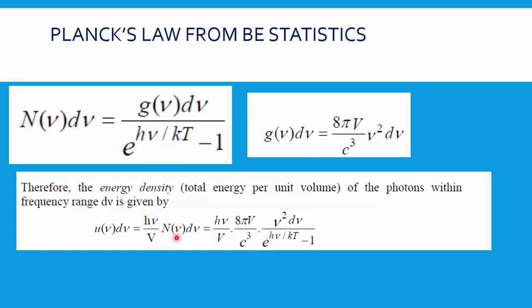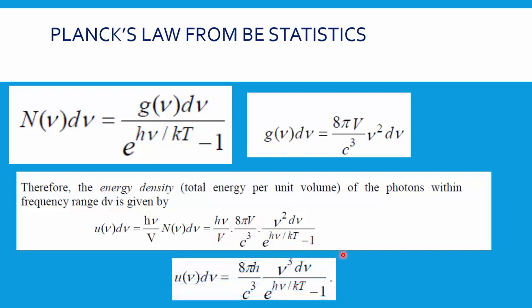So I'm going to substitute the value of g here, then take this value of n and substitute in this equation, and finally I will arrive that energy density is equal to h nu by V, times 8 pi V by c cube into nu square, divided by e to the power of h nu by kT minus 1. So the volume will get cancelled, and finally I get energy density U as 8 pi h by c cube, into nu cube, divided by e to the power of h nu by kT minus 1.